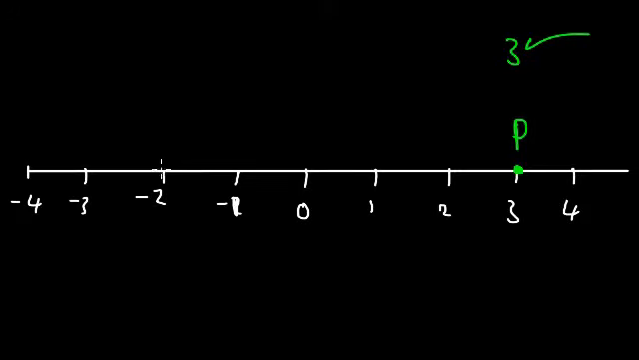Similarly, if there's another point or an object over here, and that object is object Q, the position of object Q is indeed equal to -2. A number line is a one-dimensional line, typically a one-dimensional shape.